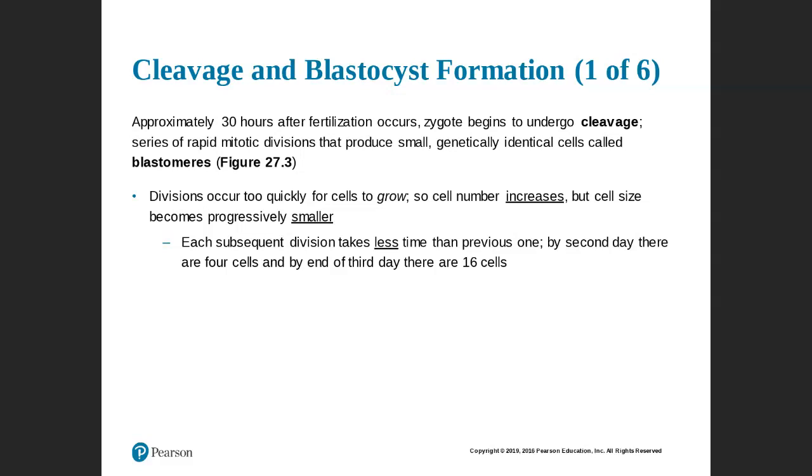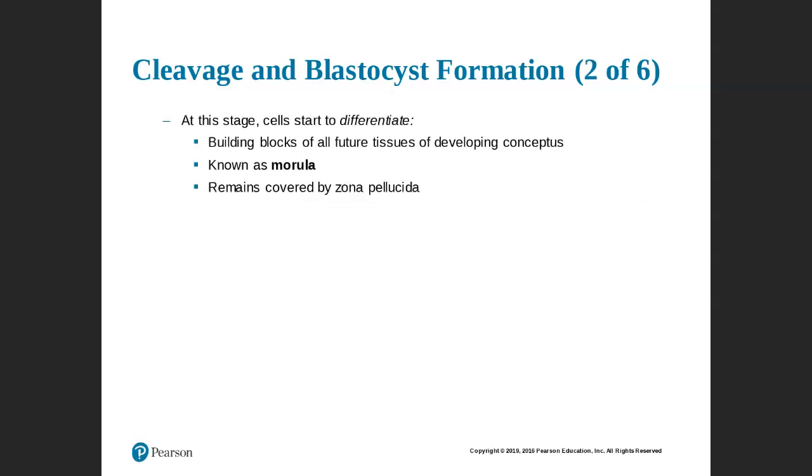And that's what we refer to eventually as a morula, a hollow sphere of cells. So the cells will then start to differentiate, and these are going to produce the building blocks of all future tissues of this developing conceptus. This is what we refer to as a morula, just a hollow sphere of cells, which contains the precursors for your germ layers. And it also still remains covered, though, by the zona pellucida.